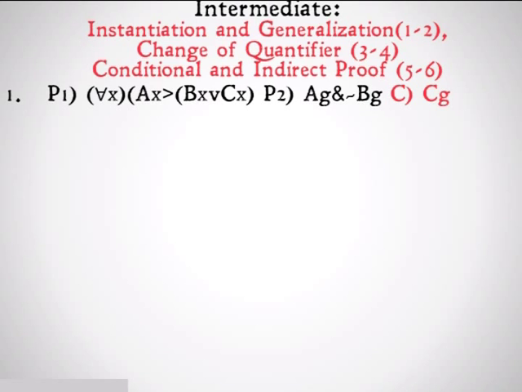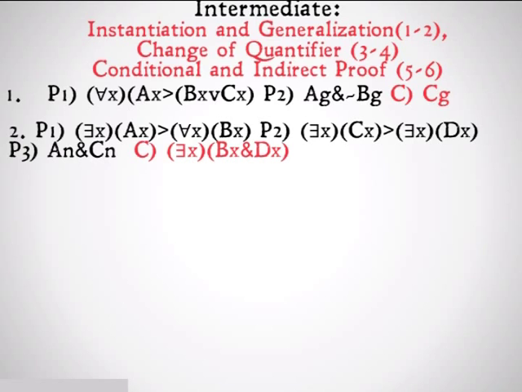So, first we have, for all x, x is an A implies x is a B or x is a C. G is an A, and it's not the case that G is a B. Therefore, G is a C. Problem number 1. Problem 2, there exists an x such that x is an A implies that for all x, x is a B.